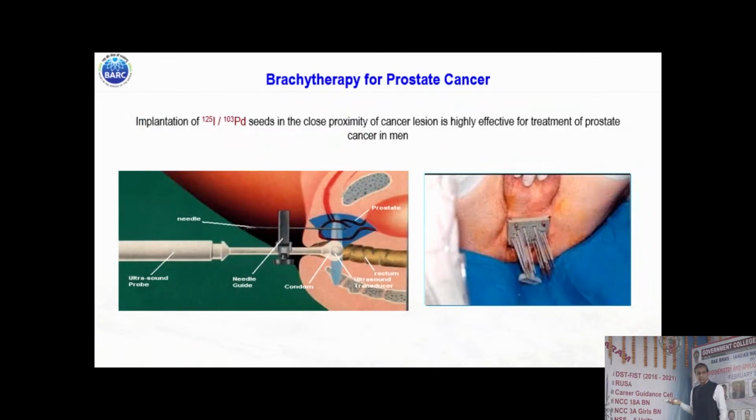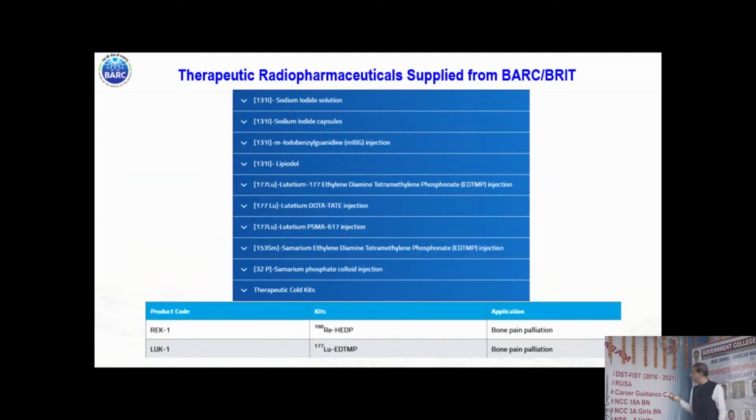So, you can see here the brachytherapy of prostate cancer, and these are the therapeutic ones. Now, coming to radionuclide therapy, where you use radiopharmaceuticals, that is, injectable radiopharmaceuticals. These are the different radiopharmaceuticals supplied by BRIT, Board of Radiation and Isotope Technology, for the treatment of different kinds of diseases. You can have this information from the BRIT website. I have also taken it from the BRIT website. So, I will just explain some of them.